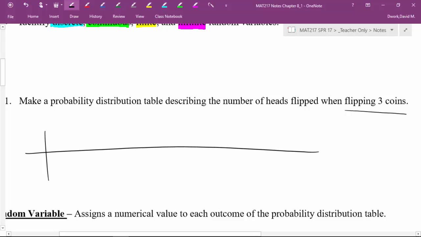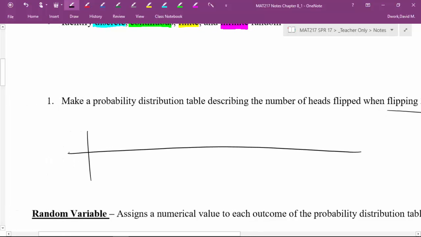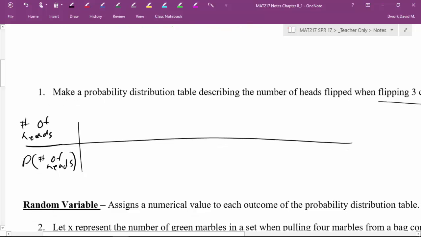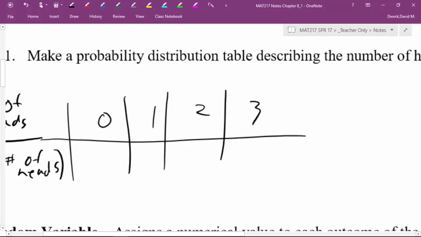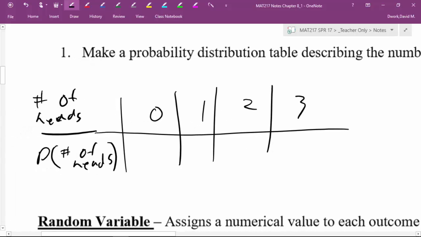First things first, you start off by saying the events. In this case, it's going to be the number of heads flipped, or just call it number of heads. Then the other column of our table will be the probability of getting that number of heads. If we're flipping 3 coins, what are all the possible outcomes when counting the number of heads? Well, I could get 0, all of them would come up tails. I could get 1 heads, 2 heads, or up to 3 heads. This table is a little long, so let's shorten that down.